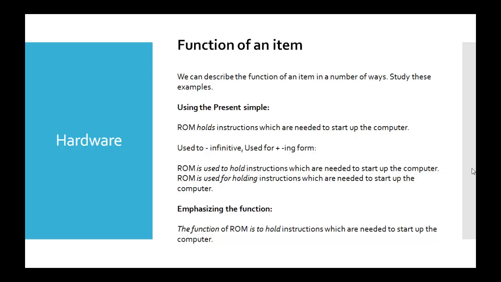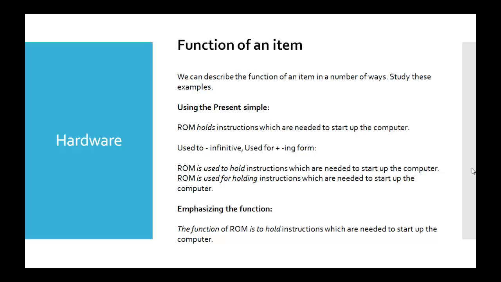Since we are describing the function of an item, this requires the use of the third person singular, so pay attention to the form of the verb, because in the present simple tense, the verb used for the third person singular always has s at the end. In our example, it was holds.